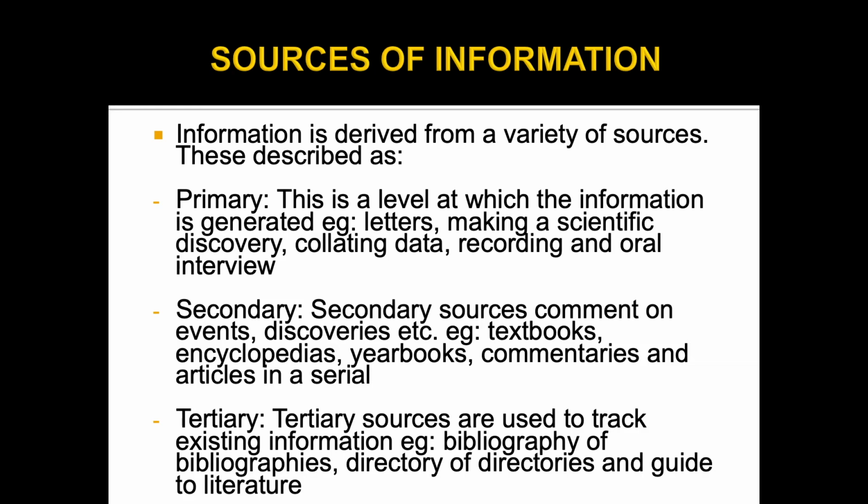And number three, tertiary information, which are sources used to track existing information. Examples: bibliography of bibliographies, directory of directories, and guide to literature. Tertiary information is the information to be used as the tools or instruments to search for other information.